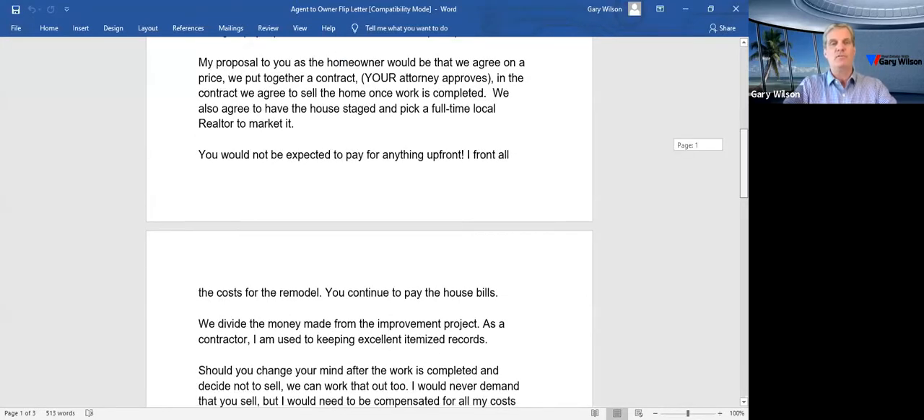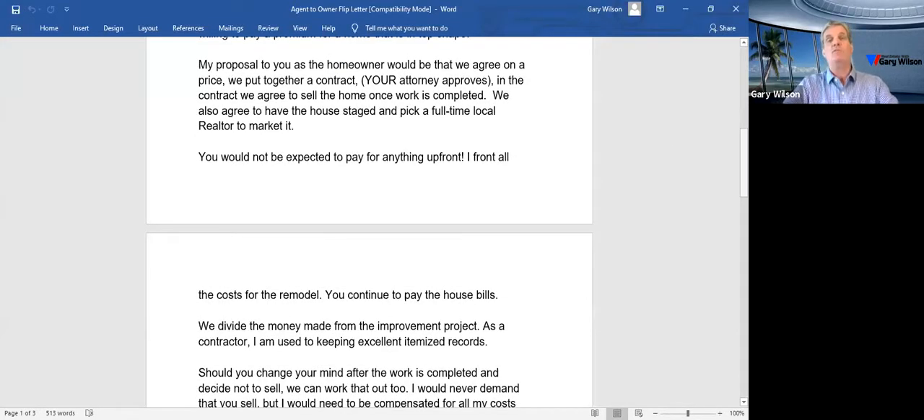In any case, so this is one letter from the contractor to the owner, not the agent, excuse me. Proposal is you, the homeowner, will agree on price, put together a contract your attorney can approve. Remember this, guys, a lot of cases you're going to be not just dealing with the owner, but potentially the owner's children who might be in their 50s, right? The owner's in their 80s and the owner's children are in their 50s, okay?